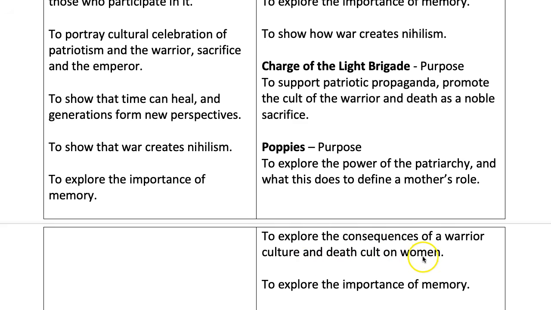So here it's the mother who's left behind, the opposite of the kind of emotion in Kamikaze where the women would have glorified in his death. Here the mother is not glorifying in the potential death of her son at all. And both of them explore the importance of memory. So suddenly I've got Poppies as a really great comparison.